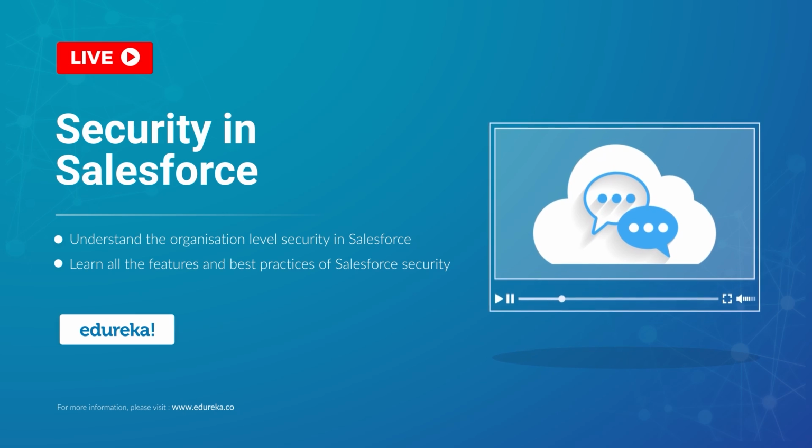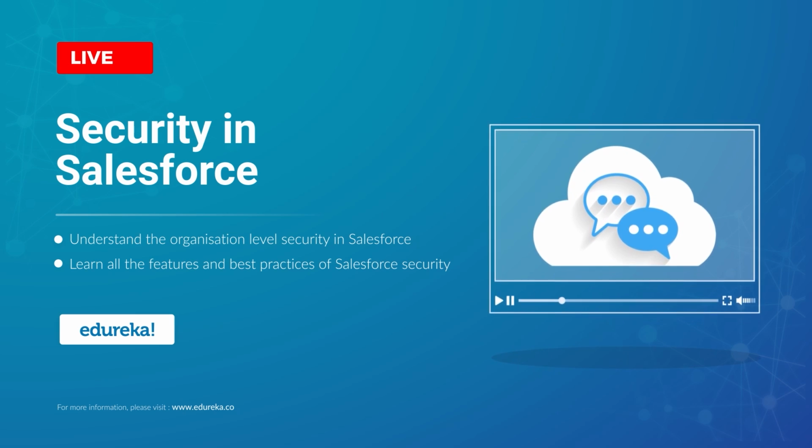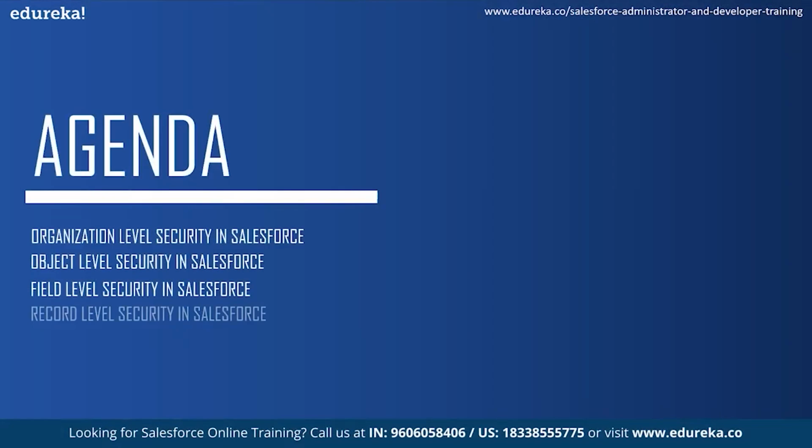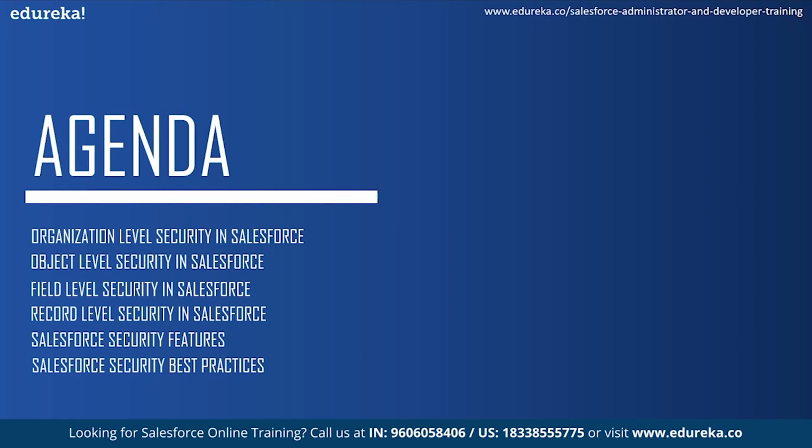But before we get into any more details about Salesforce security, I would like to address the agenda for today's session. Firstly, we'll understand the different levels of security in Salesforce, starting with organization level security, then object level security, followed by field level security and record level security. Next, we'll take a look at some of the prominent Salesforce security features, and then conclude our session by talking about Salesforce security best practices.